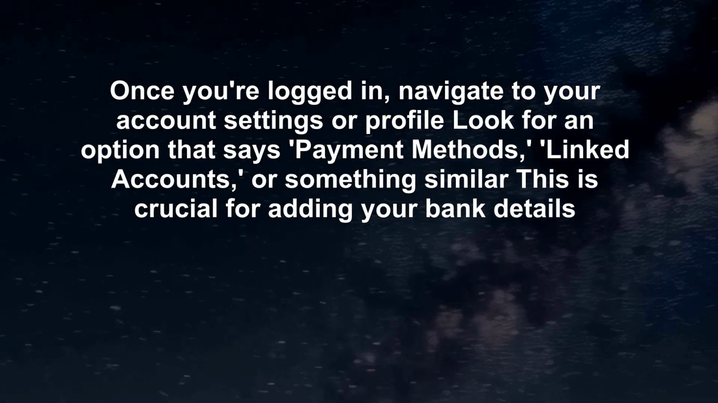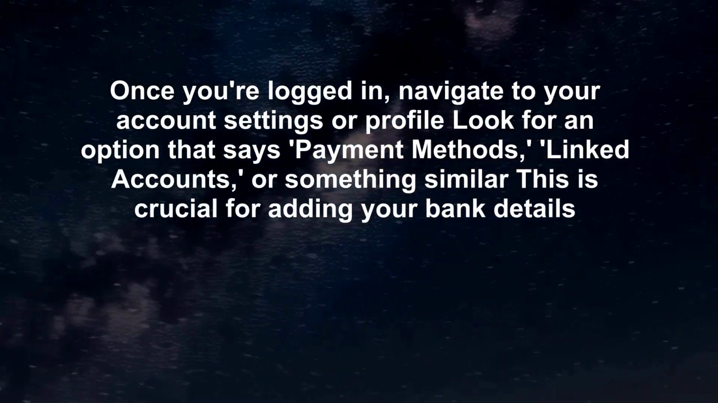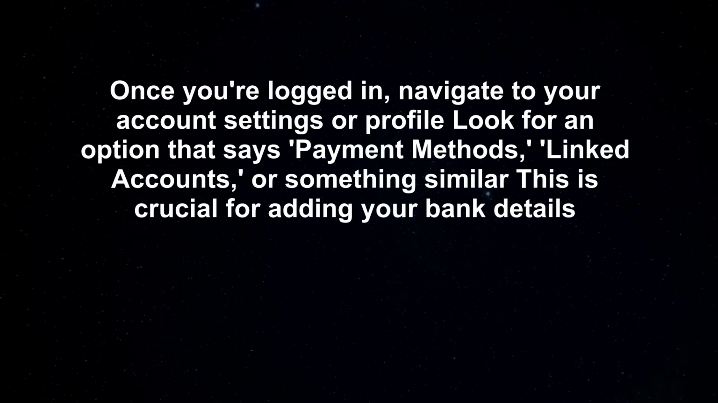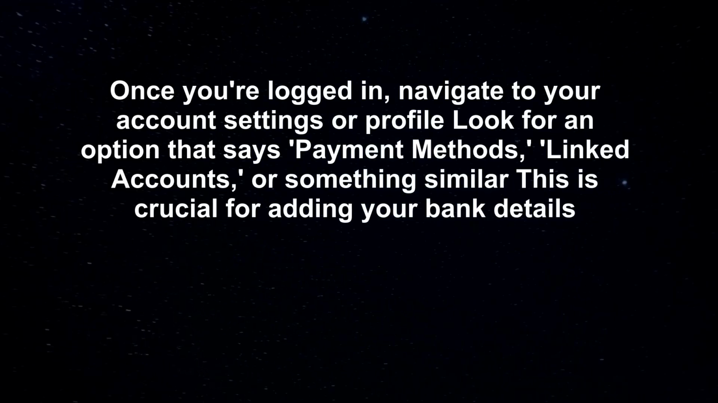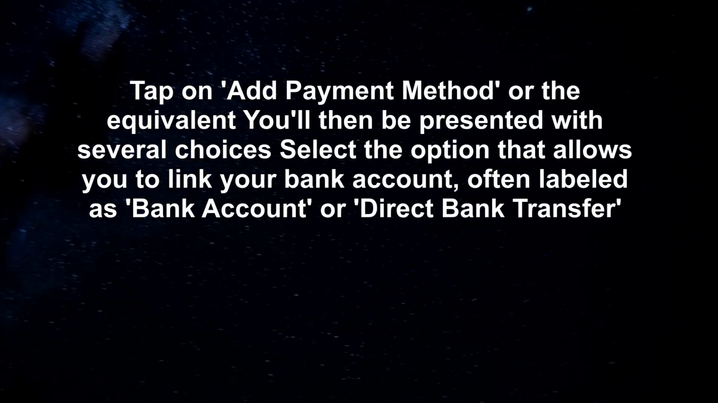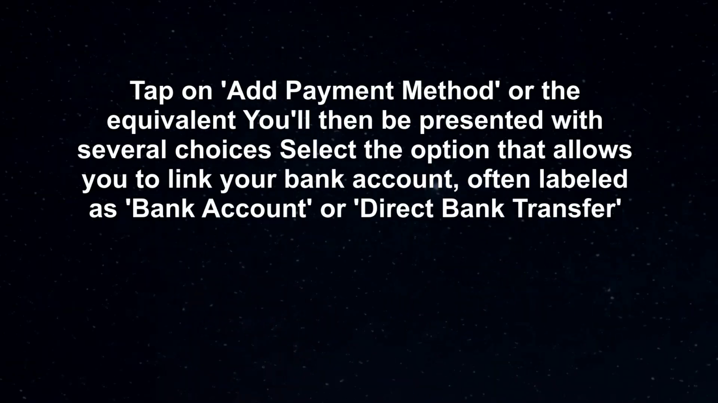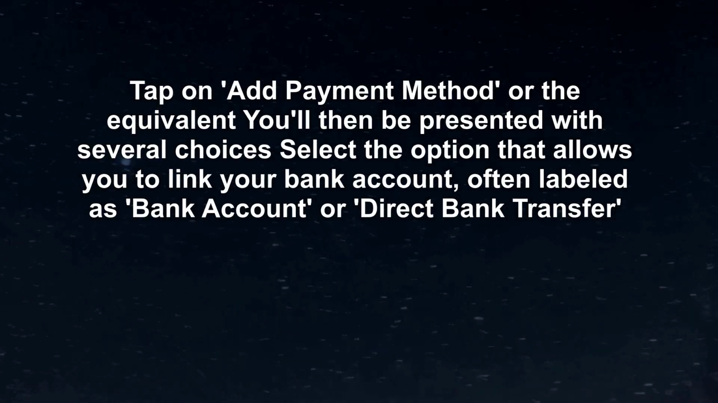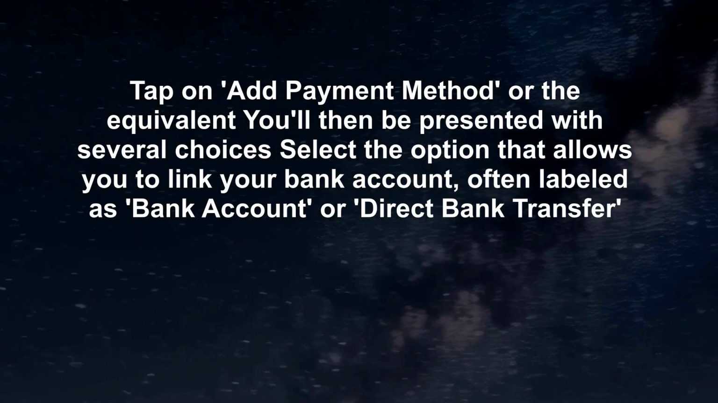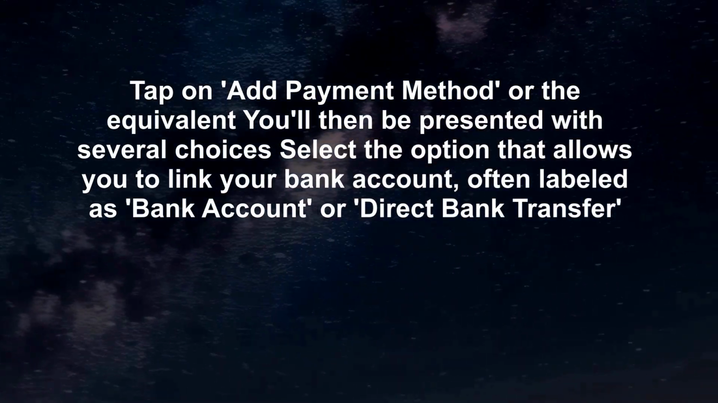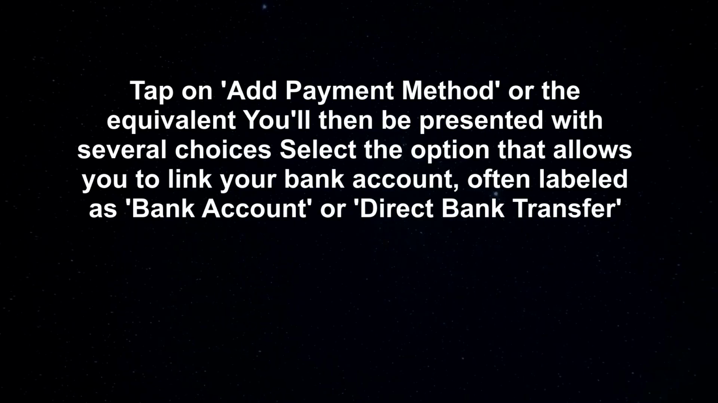Look for an option that says Payment Methods, Linked Accounts, or something similar. This is crucial for adding your bank details. Tap on Add Payment Method, or the equivalent. You'll then be presented with several choices. Select the option that allows you to link your bank account, often labeled as Bank Account or Direct Bank Transfer.